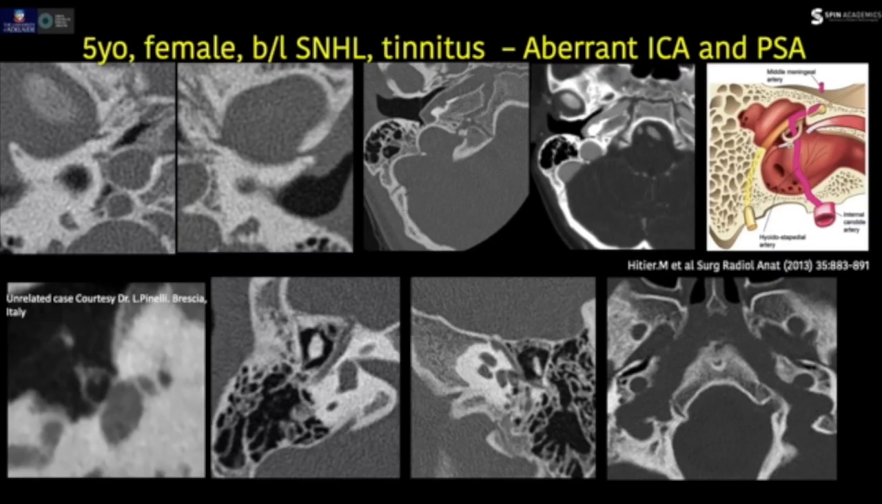Let's illustrate this aberrant internal carotid artery and persistent stapedial artery. This is a 5-year-old female with bilateral sensory neural hearing loss and tinnitus. There is absence of the vertical segment of the internal carotid artery. Therefore, we have a hypertrophied inferior tympanic artery shown on the plain CT as the enlarged right inferior tympanic canal, the contralateral inferior tympanic canal shown for comparison.